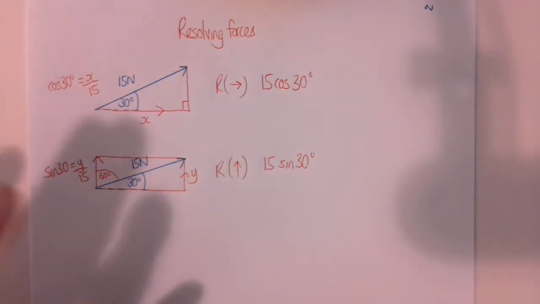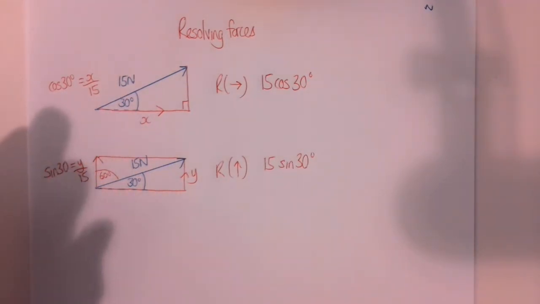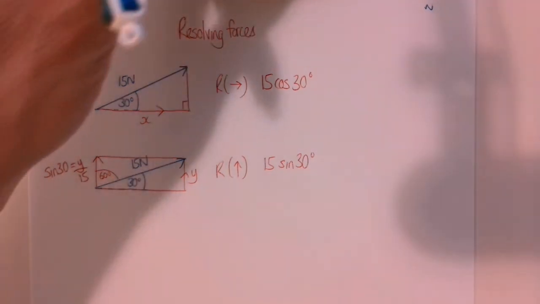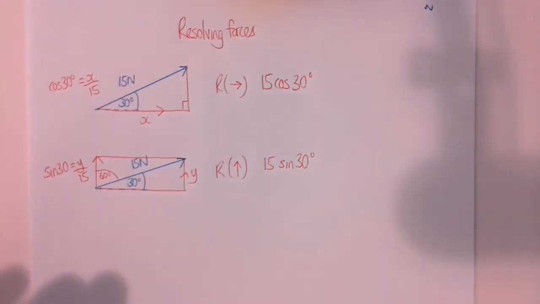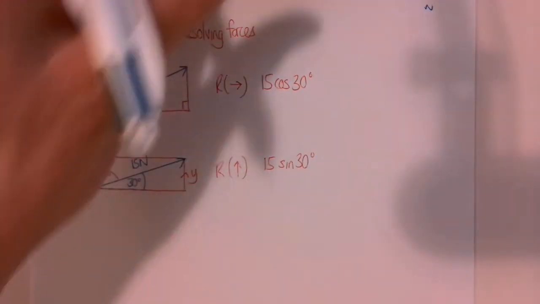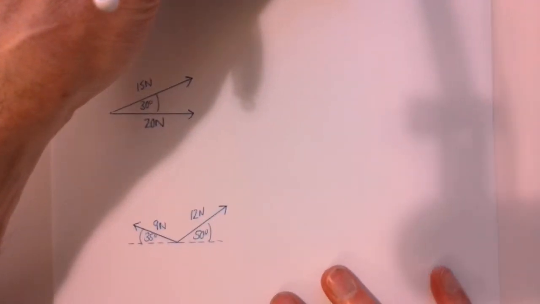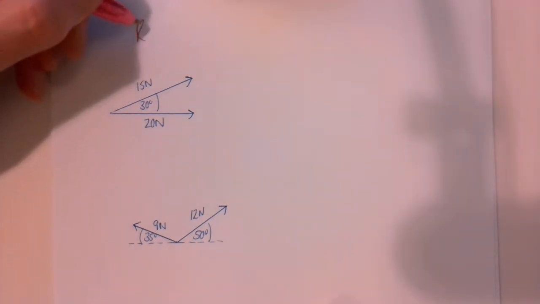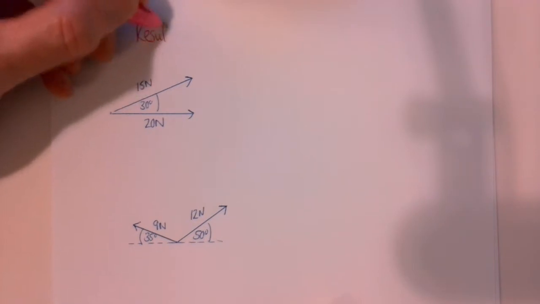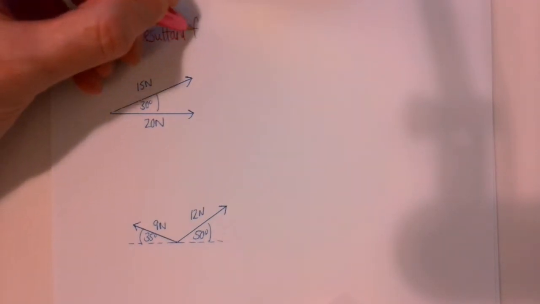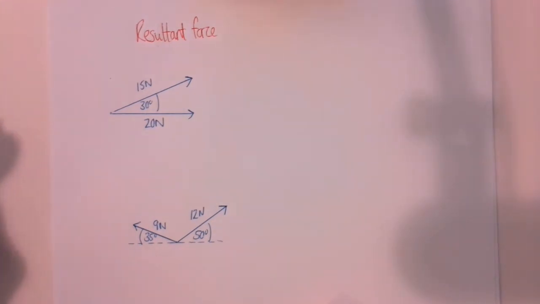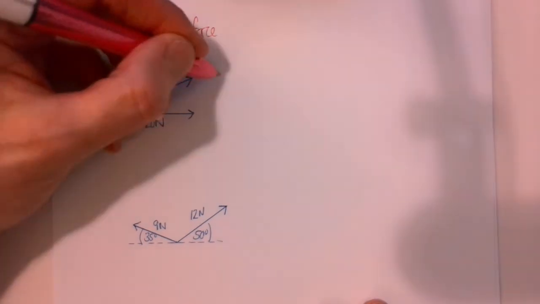So where we have a combination of forces, we get one of two things. We either get equilibrium, because the two forces cancel each other out, or we get a resultant force. So let's look at a couple of examples where there is a resultant force. We're going to work out the resultant force in this situation here. And we're going to do it by doing the two components, horizontal and vertical.